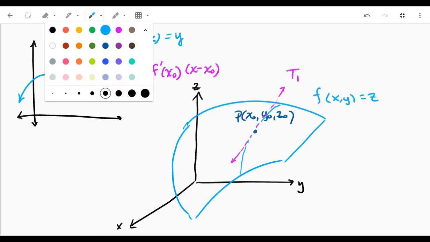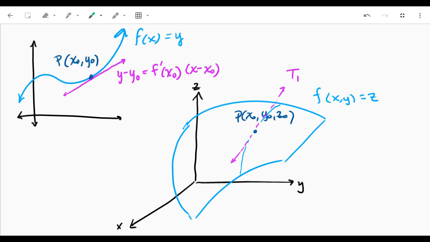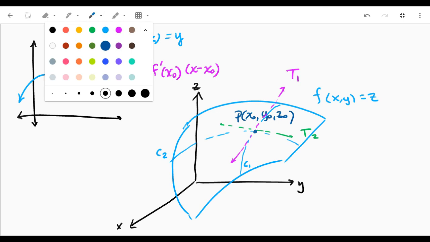I'm going to use a different color now for our next line that would be parallel to the y-axis. Maybe this one goes like this. We're going to call that one tangent 2. It's parallel to the y-axis, so it might be right above the curve, right here. There you go. That's pretty good. I'm going to call this curve C1 and this curve C2. That green one is meant to be parallel to the y-axis, moving just in the y direction, and the purple one is meant to be parallel to the x-axis.